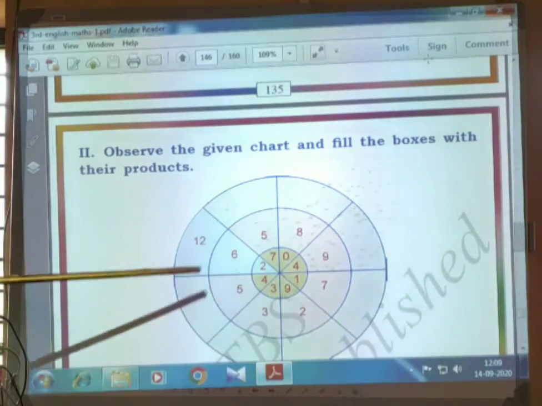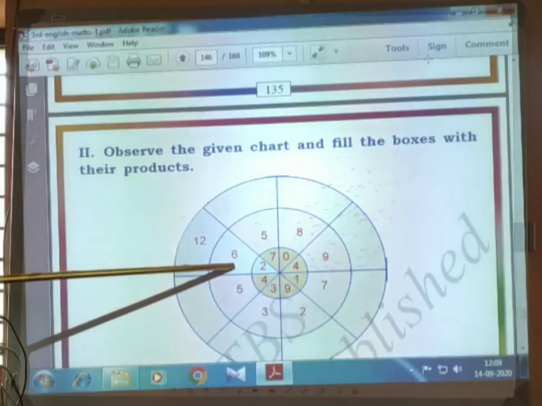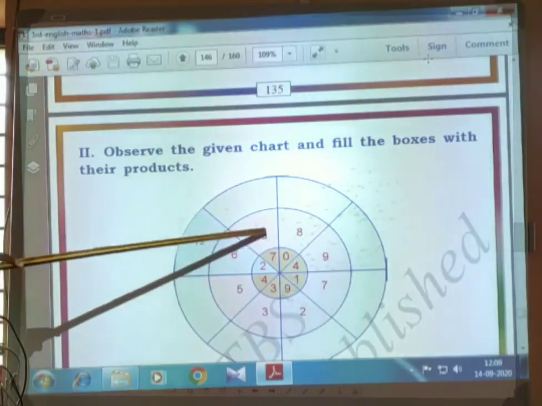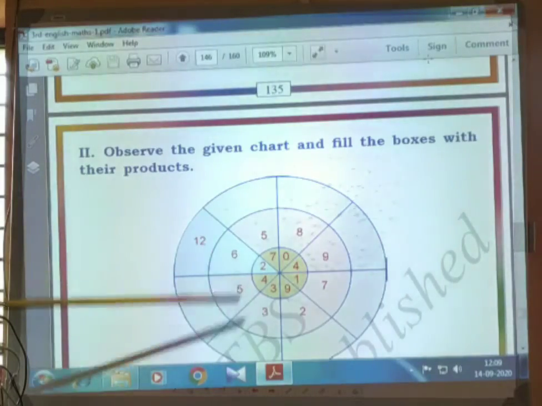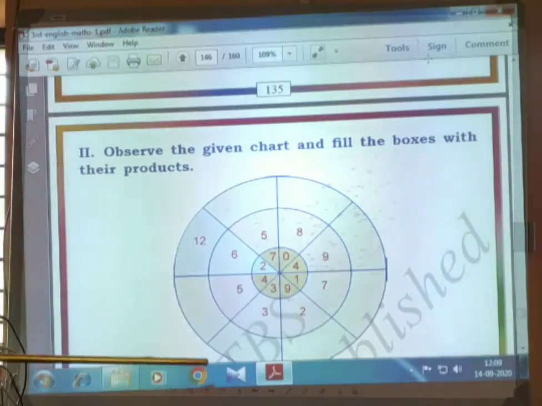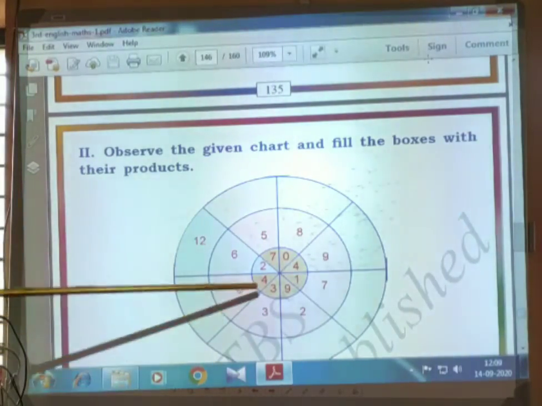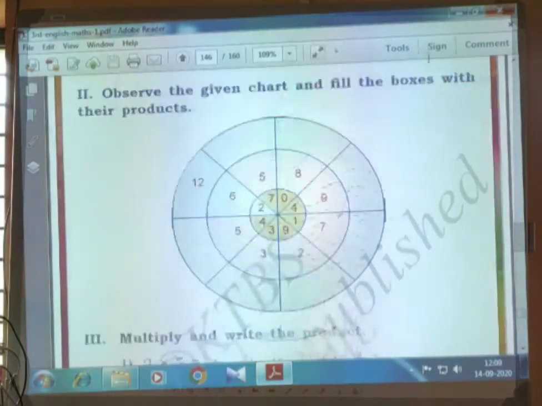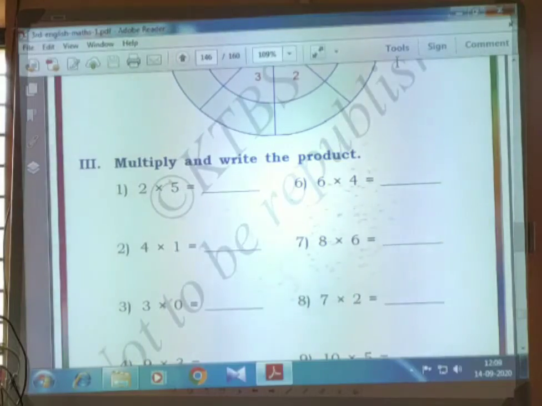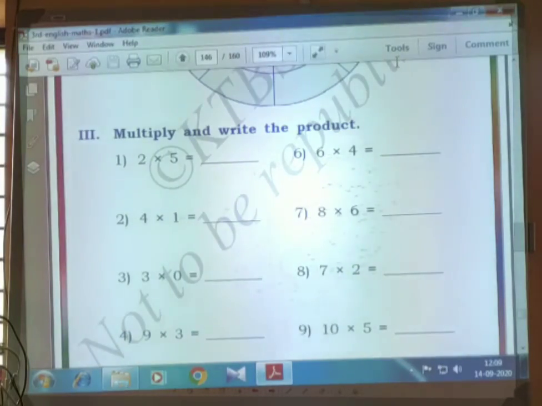For example, 2 6s are 12, 7 5s are 35, 0 into 8 is 0, 4 9s are 36, 4 5s are 20, 3 3s are 9, 9 2s are 18, 1 7s are 7. Multiply and write the product.